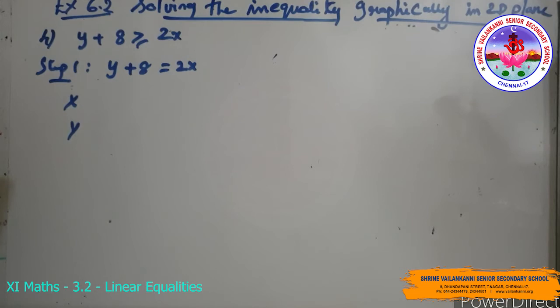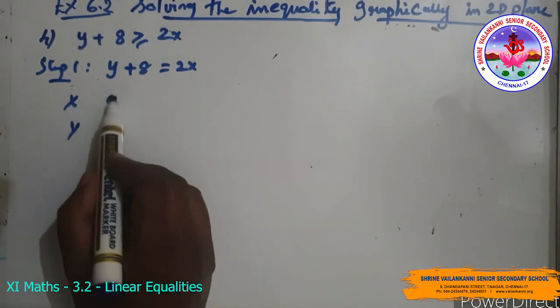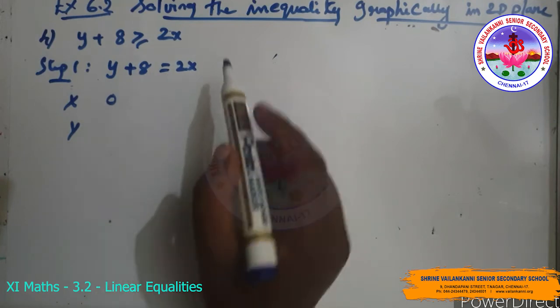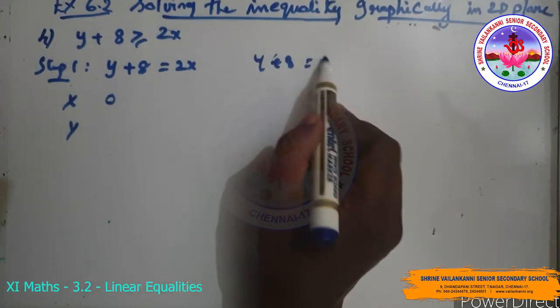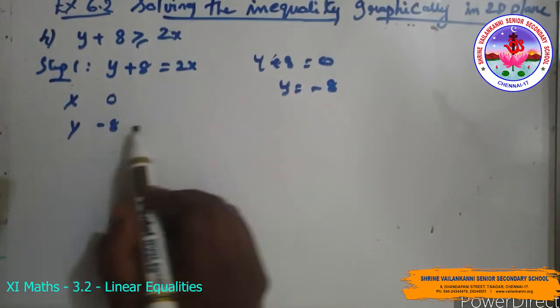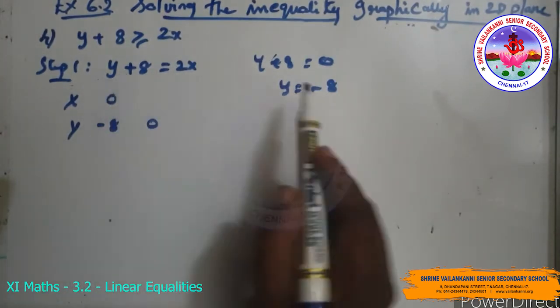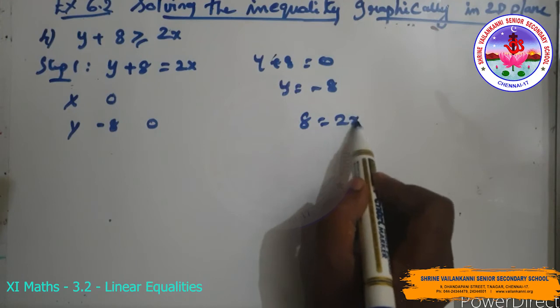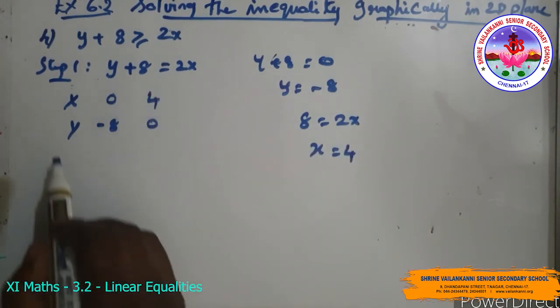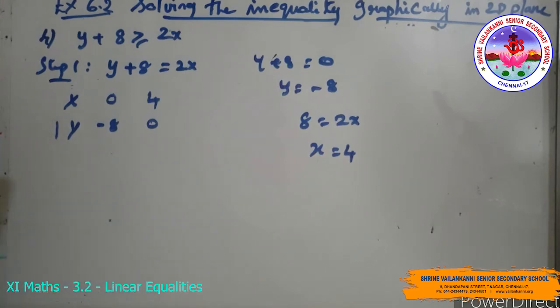Now we have to find the points. Putting x equal to 0, we get y plus 8 equal to 0, so y equal to minus 8. And putting y equal to 0, 8 equal to 2x, so x is equal to 4. Now we have to plot these points in the graph.